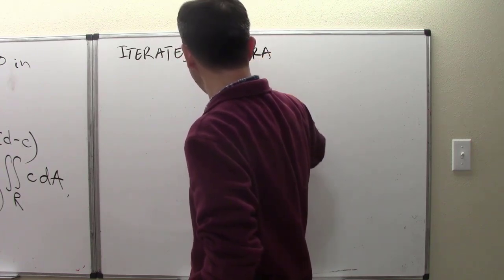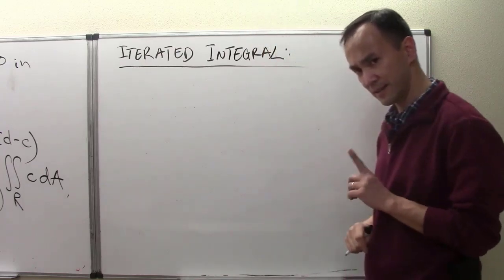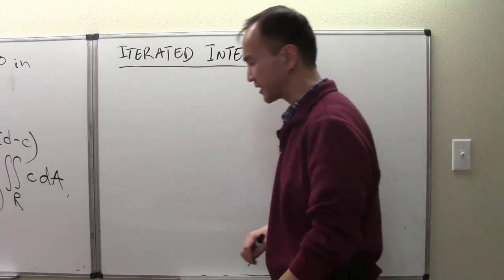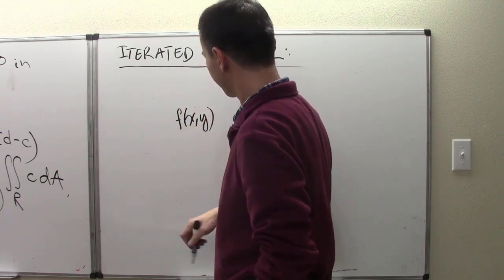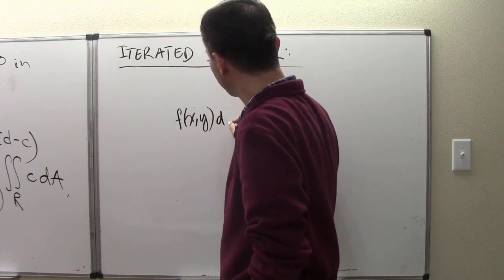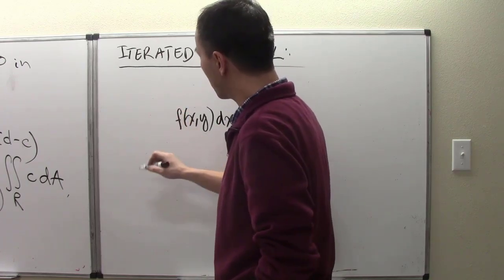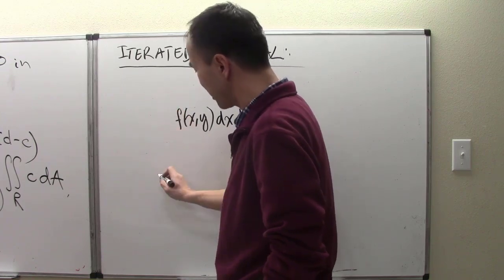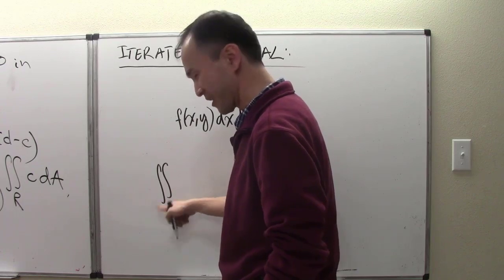It's not the same as a double integral. Okay, an iterated integral. So what is it? You have a function f of x comma y, and let's write it specifically as dx dy. So an iterated integral is written like this. The double integral sign is not like that; it's two integral signs and then commonly a region.